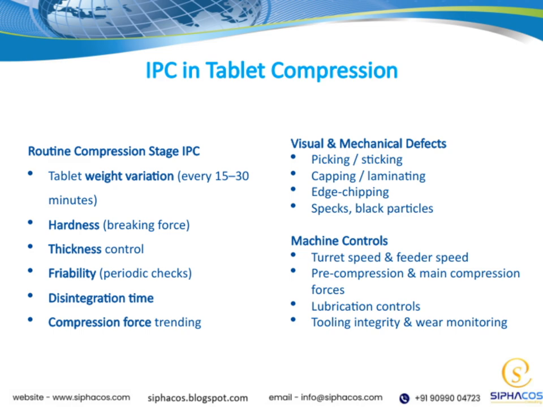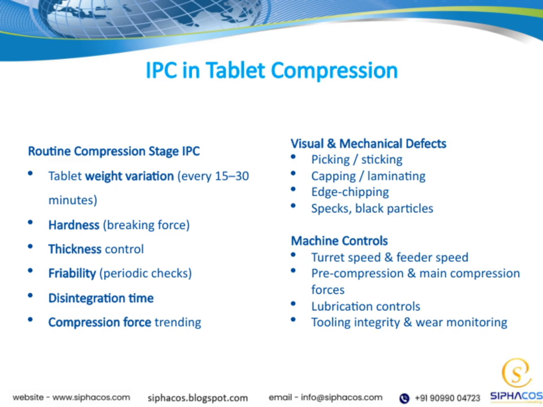Now, moving on to machine controls, these are critical for ensuring consistent production. Adjusting turret speed and feeder speed allows us to fine-tune the process for optimal tablet quality. Precompression and main compression forces are essential parameters. They influence the density and strength of the tablets. Lubrication controls are vital to prevent sticking and ensure smooth operation. Tooling integrity and wear monitoring are necessary to avoid defects caused by worn or damaged tooling, which can affect tablet shape and weight. Routine IPC, or in-process control during the compression stage, helps us track key quality attributes.